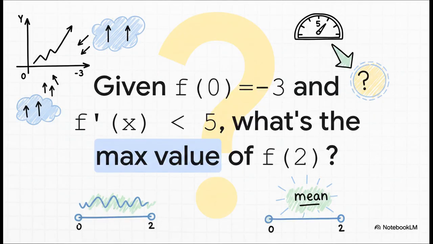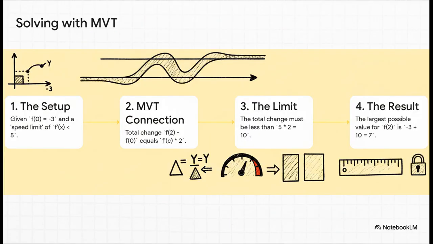Okay, so if it's so powerful, let's put it to the test. Let's try to predict something. Here's a puzzle for you. Let's say we have a function. We know it starts at f(0) = -3. And we also have a speed limit on it. We know its derivative, its rate of change, can never be more than 5. So, with just those two pieces of information, can we figure out the absolute maximum value of the function at f(2)? Absolutely. The mean value theorem is our key.